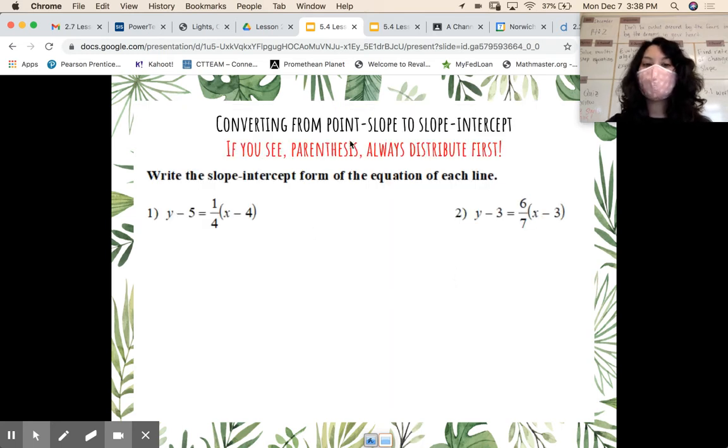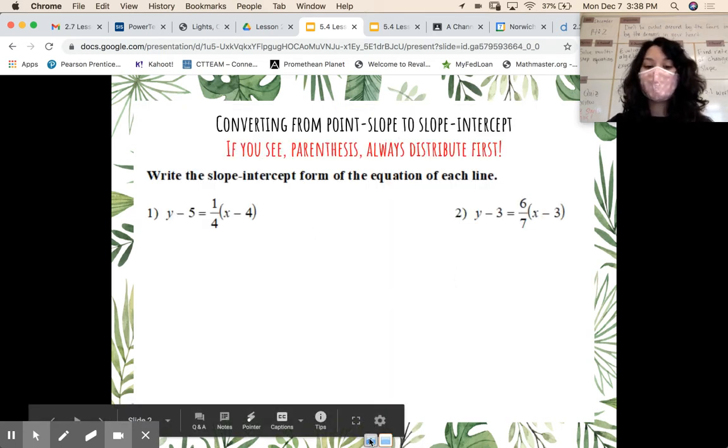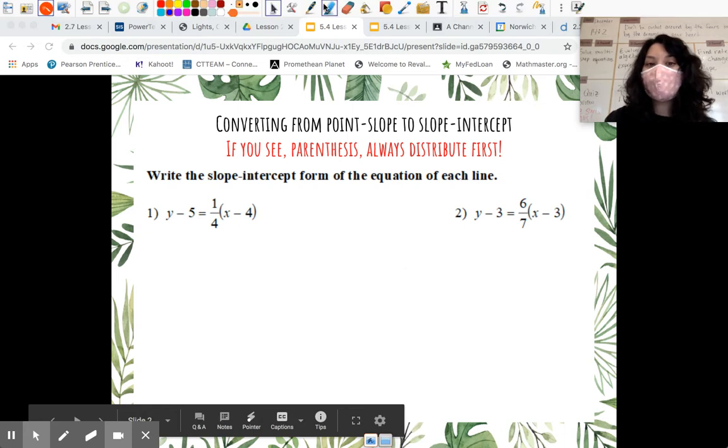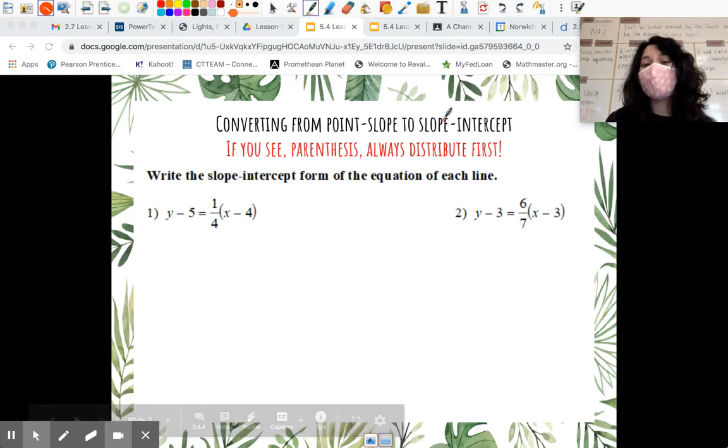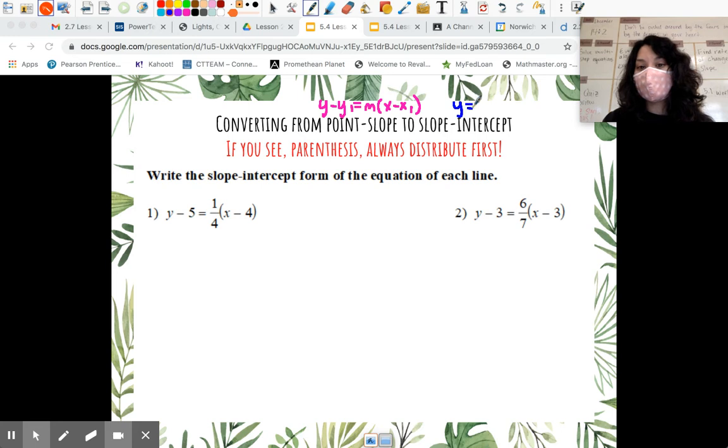So when you're converting from point slope to slope intercept, the first thing you really want to do is write down both of the equations to reference. Point slope was the new one that we learned, which had all these minus signs and the parentheses, so it looked like this. Slope intercept form is the first one that we learned, which is just y equals mx plus b.